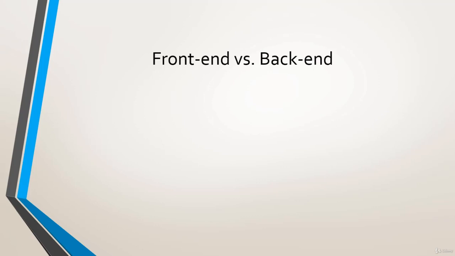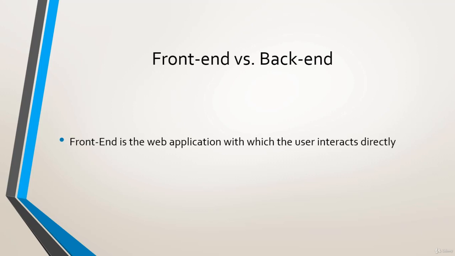The application that we're going to build in this course consists of two parts, a front end and a back end. In our case, when we talk about the front end, we refer to the web application with which the user interacts directly. It is the page that contains buttons, forms, text, and others, which the user will use directly.